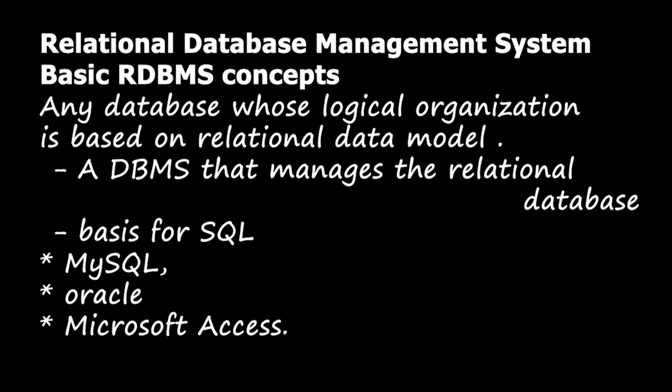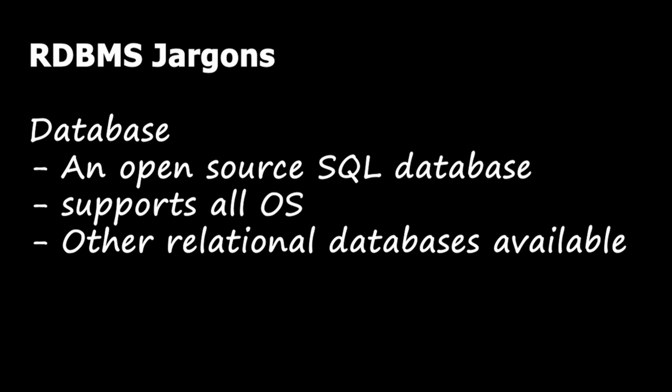Okay, this basic relational database management system concept includes database, tables, tuples. Tuples means, as I said before, rows, and attributes. Attribute is column, schema, and then key. All this we'll discuss in RDBMS jargons, the relational database management system jargons.